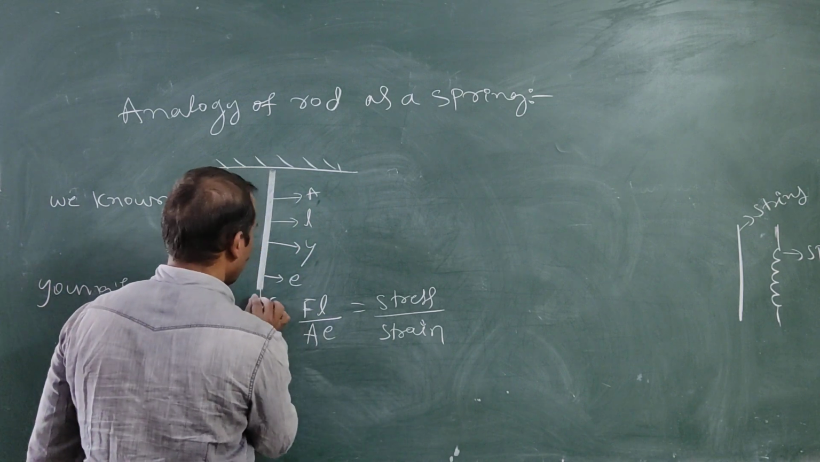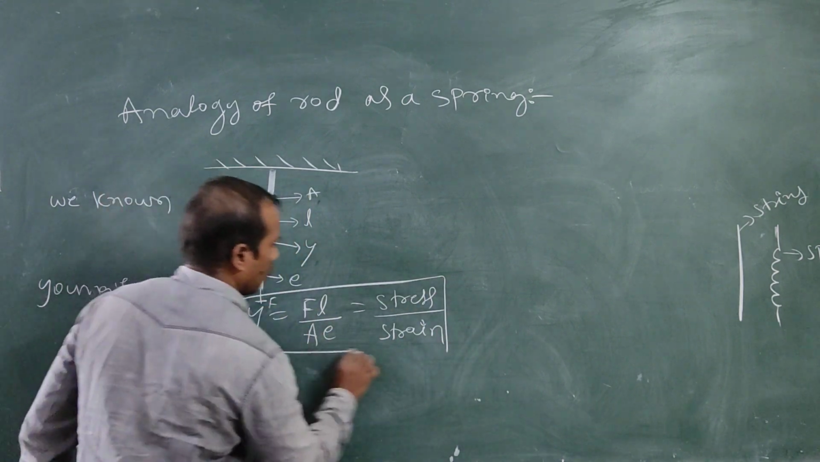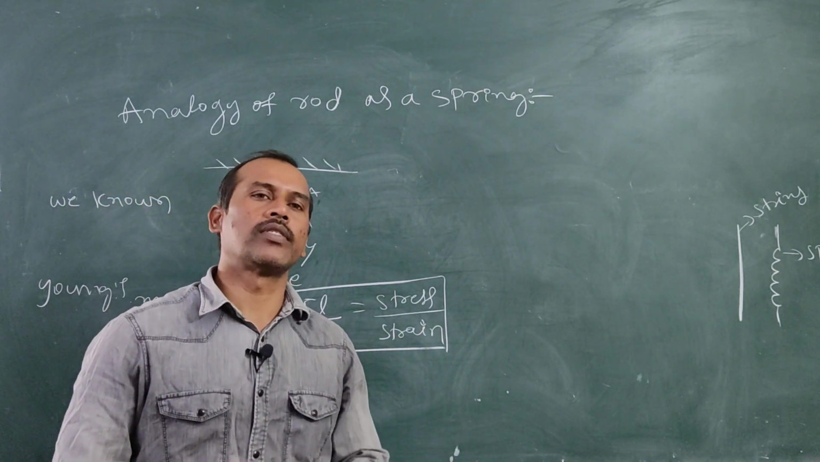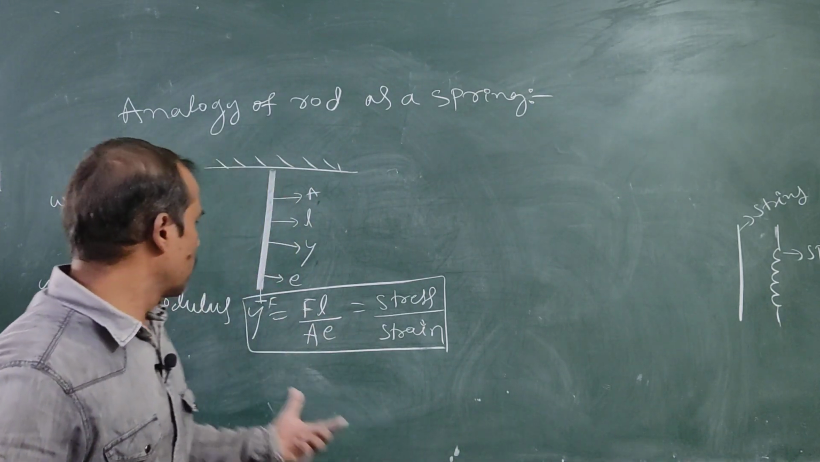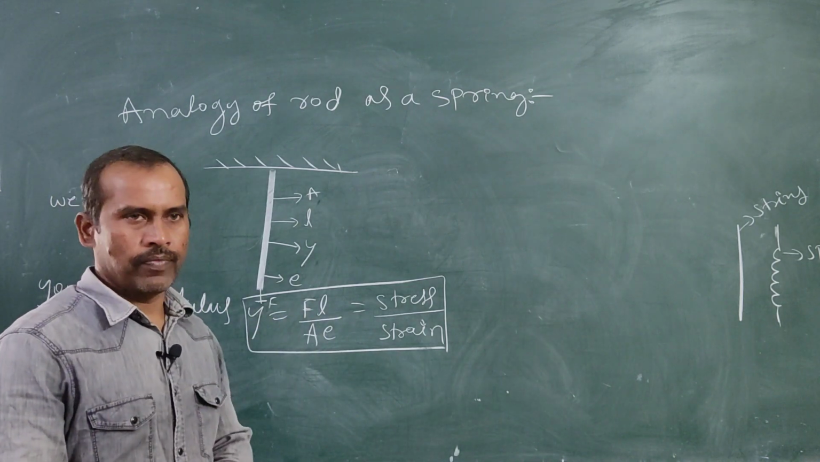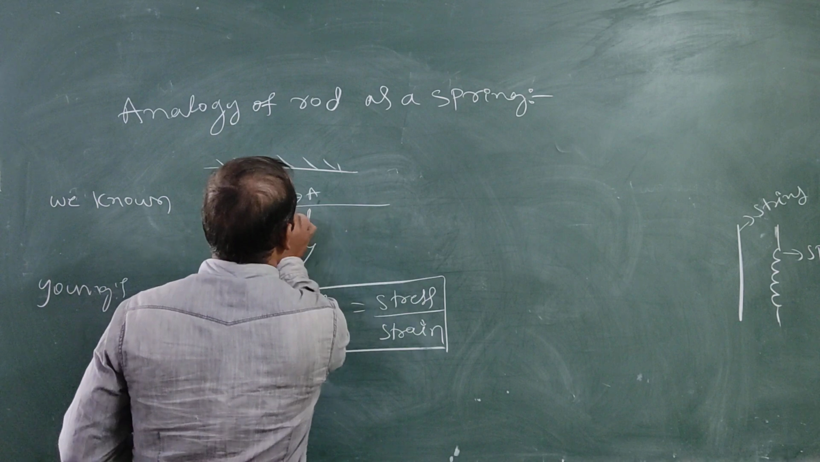Young's modulus formula here: stress by strain, the ratio between stress to strain, is equal to Young's modulus Y, which is equal to FL by AA.